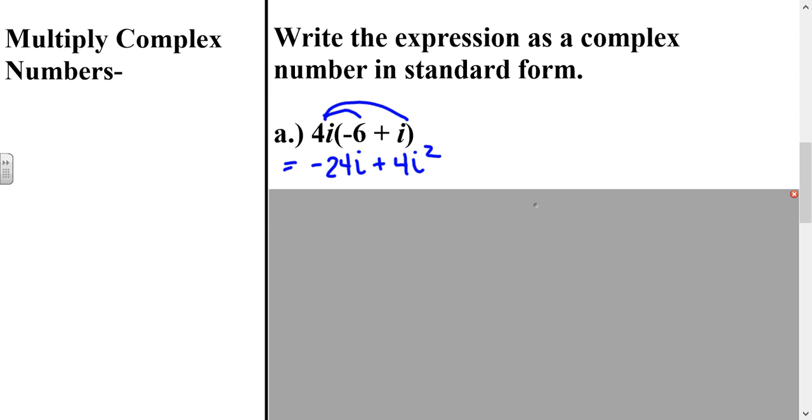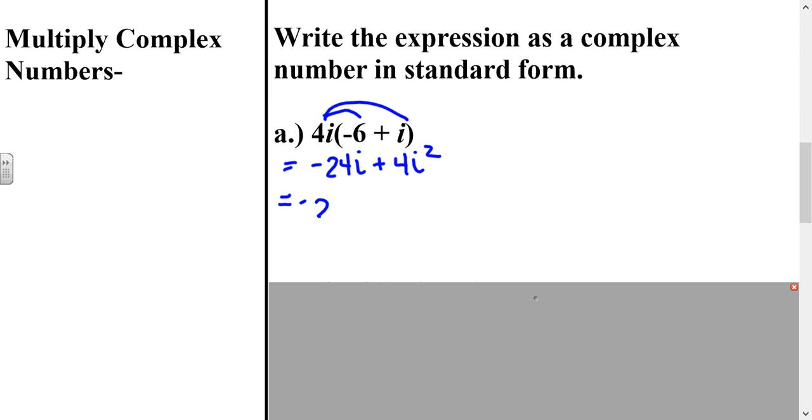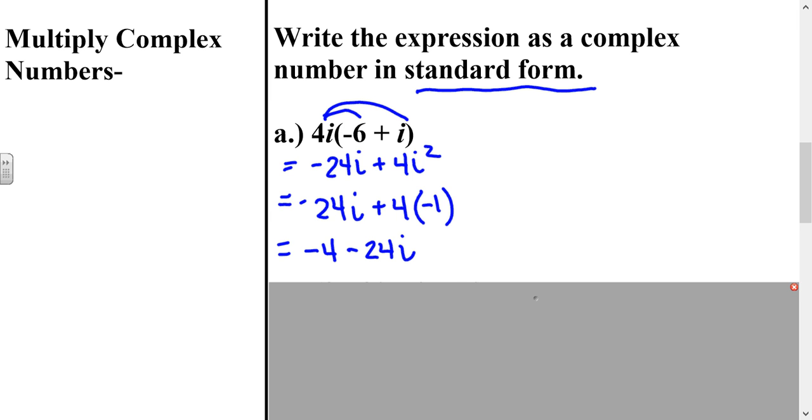So I need to look and see if there's anything else that I can simplify. If you remember at the beginning of the lesson, we said that i squared was equal to a number. Do you remember what that was? i squared is equal to negative 1. So essentially, this is like taking negative 24i plus 4 times negative 1. So really this becomes a negative 4, and you remember when you write it in standard form, the real part has to come first and the imaginary part has to come second. So we're going to end up with negative 4 minus 24i as our solution.